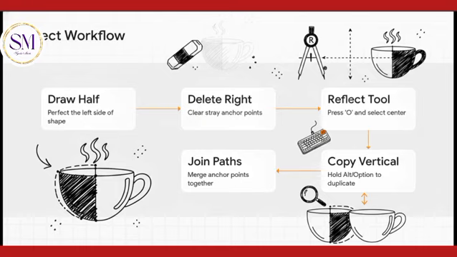Then select that perfect left half, press O on your keyboard for the Reflect tool, hold down Alt or Option, and click the center point. Choose to copy it vertically, and boom, perfect symmetry. No way around it, it's magic. Finally, drag over the top and bottom anchor points and hit Object, Path, and Join Paths. It is a massive time saver for sure.